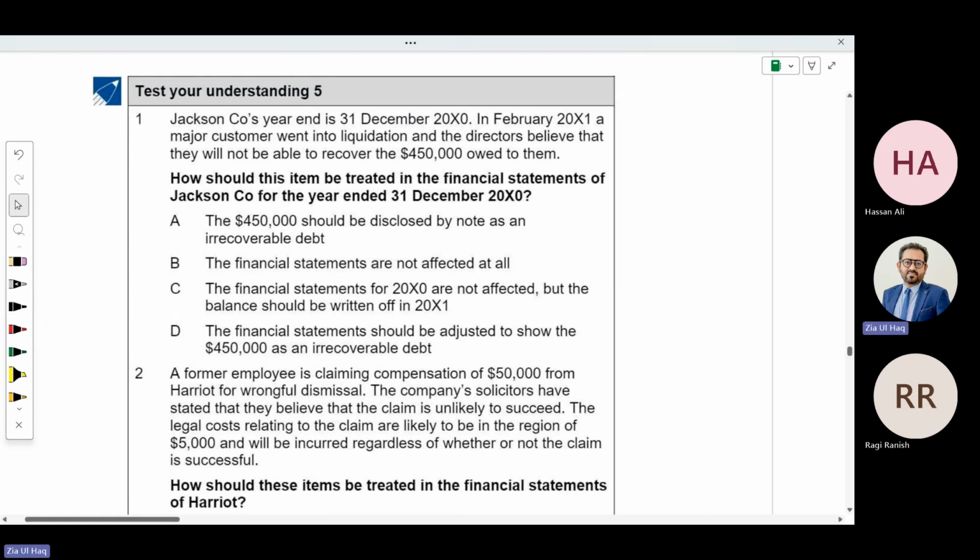Test your understanding 5. Option A, B, C, D. Option A, B, C, D, please. Quick, quick, quick, so that we can move towards the next chapter.